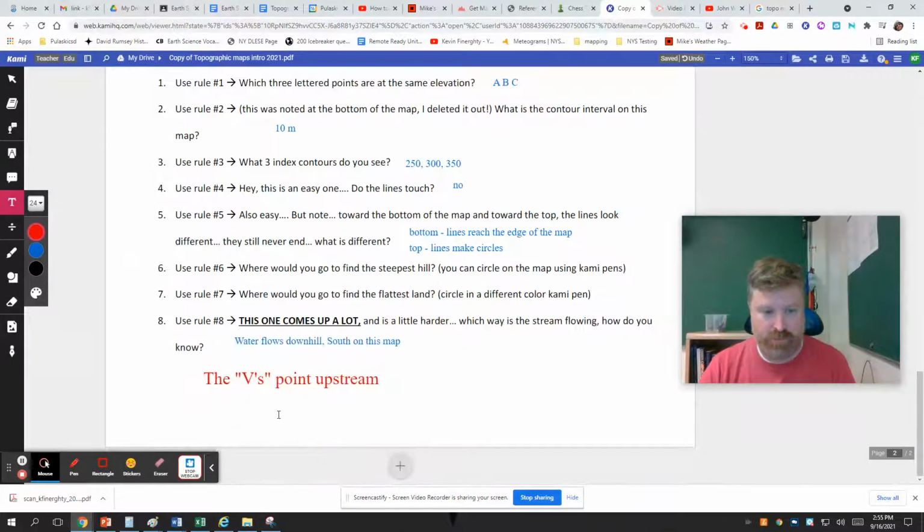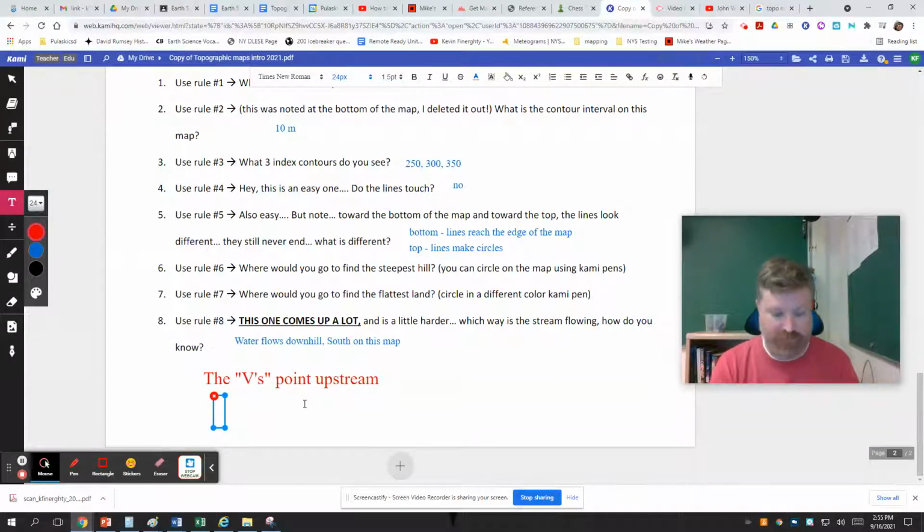And so if the question was saying which way does it flow and how do you know, you'd have to say south. How do you know? V's point upstream.